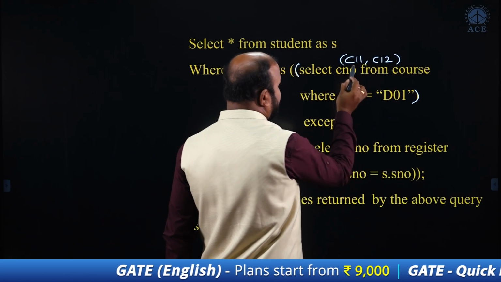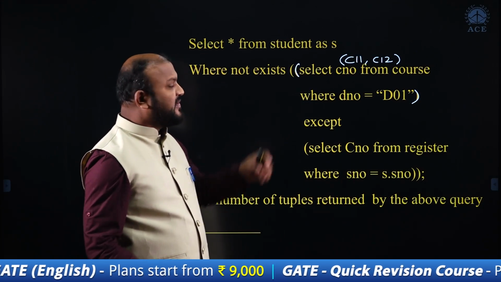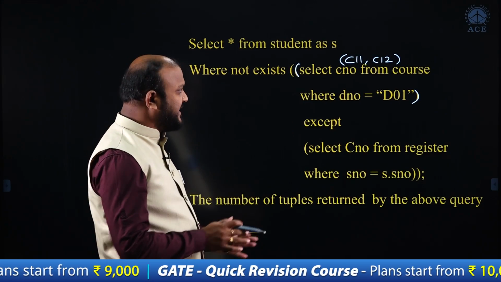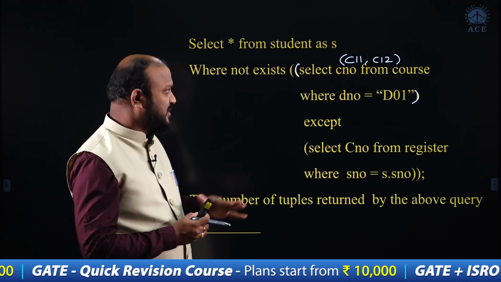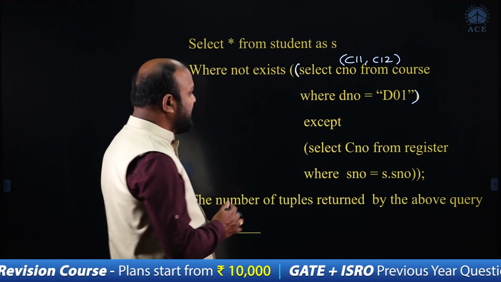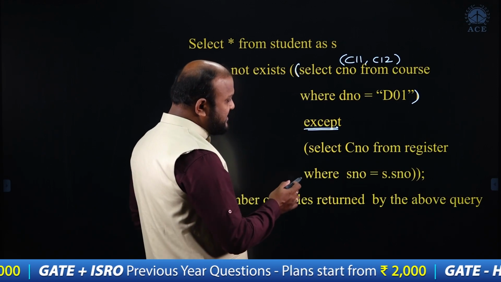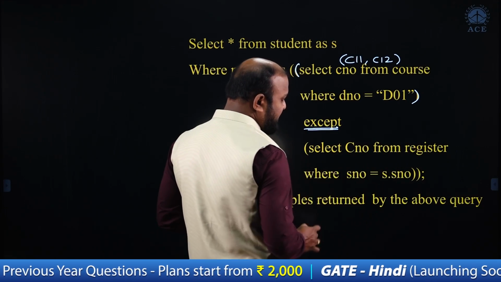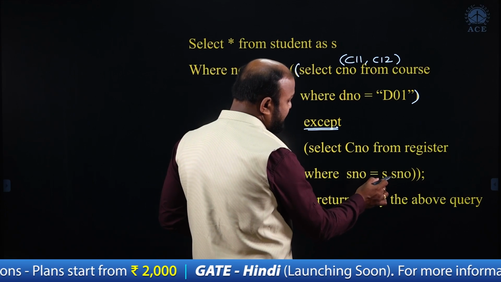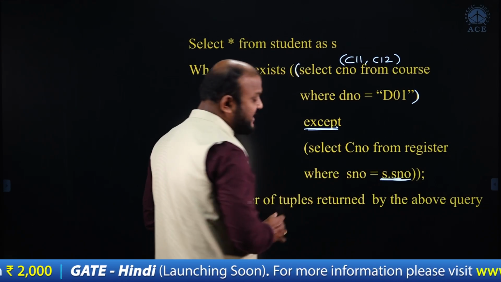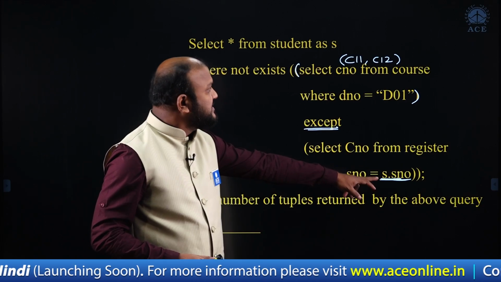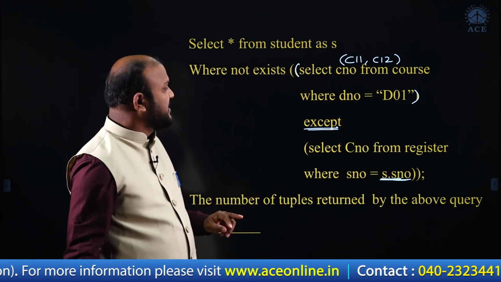This is the output of the first inner query. And this inner query is nested, it is completely independent. Always it is going to give you the same output, C11, C12. Except, look at the second inner query. Select C number from register where S number equal to S dot S number. Here you observe S dot S number. S is an instance of the outer query.